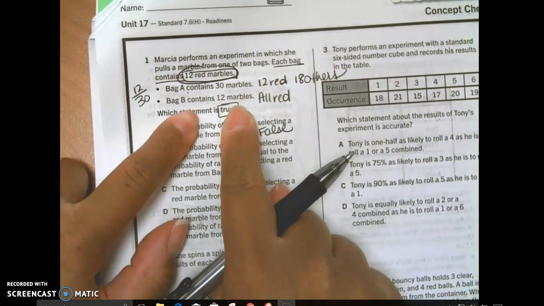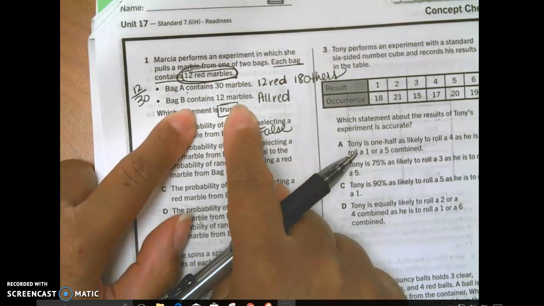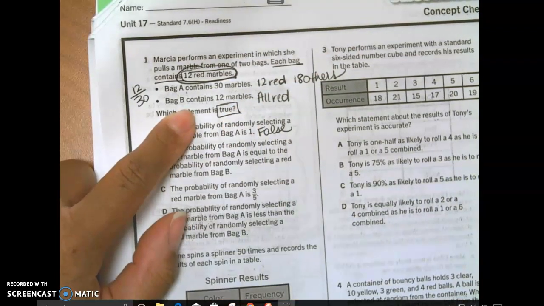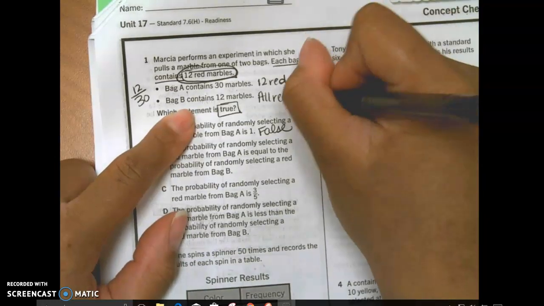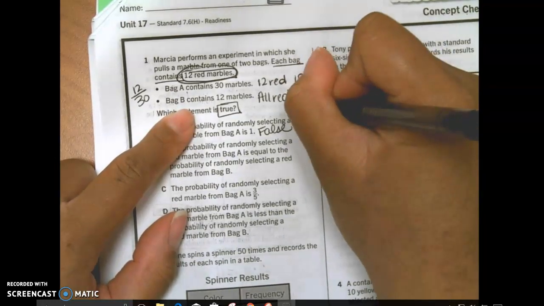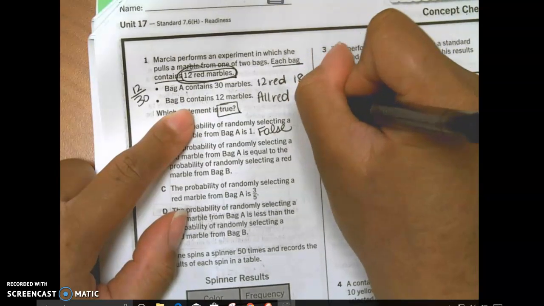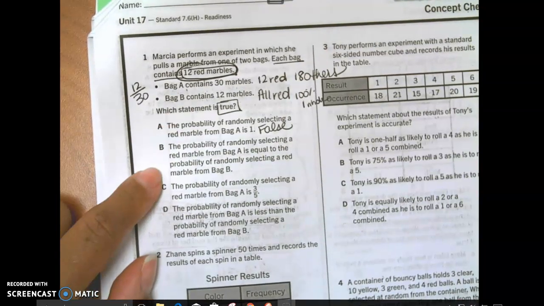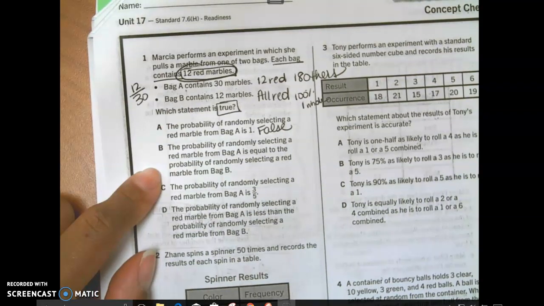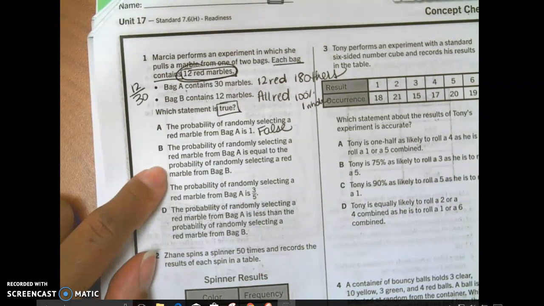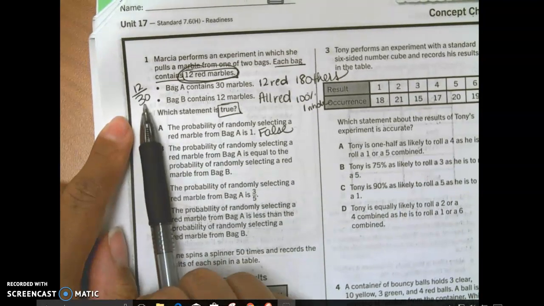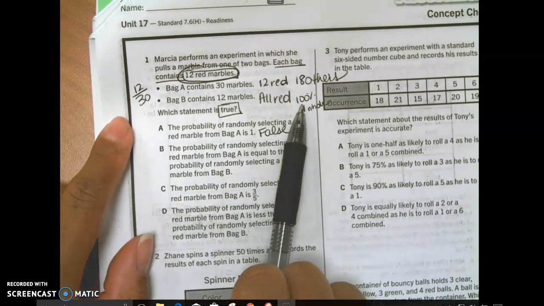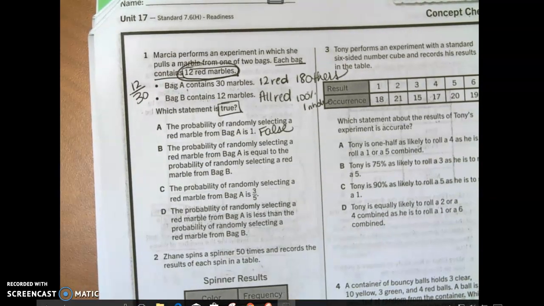What is the probability of getting a red in bag B? Which is what? 100 or what? Which is 1 for this one. 100% or 1. 1 whole. B, the probability of randomly selecting a red marble from bag A is equal to the probability of getting it from bag B. Bag A, y'all told me it's 12/30. Bag B, you told me it's a whole. True or false?